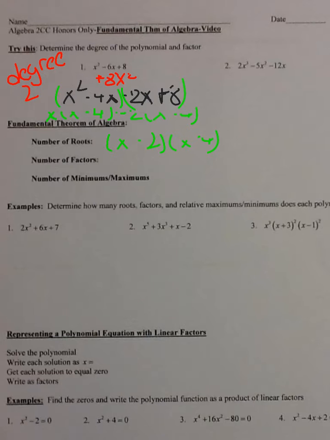All right, so let's take a look at number 2. All right, so I noticed with number 2 there is a GCF, so I'm going to factor out the GCF, which is x. So that is x times 2x squared minus 5x minus 12. All right, so now I'm going to use master product. So when I multiply the first times the last, I get negative 24x squared.